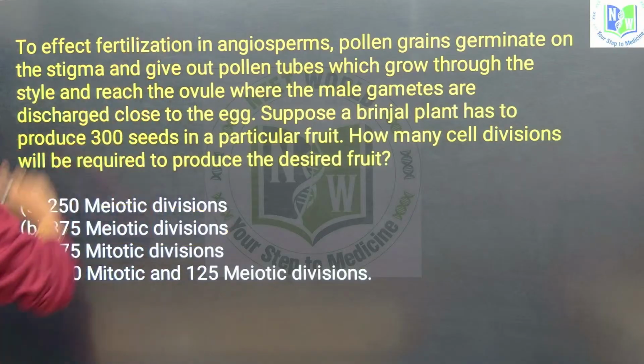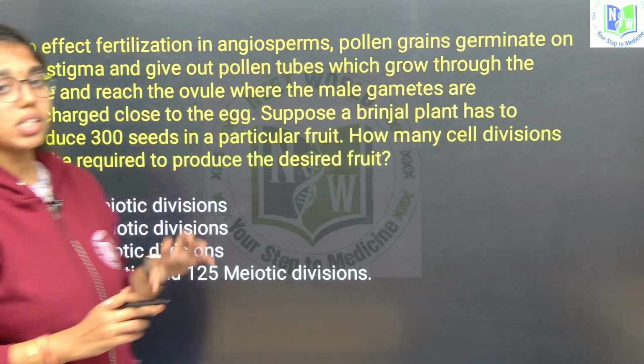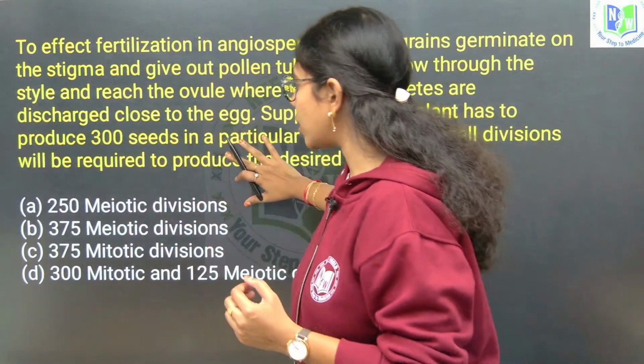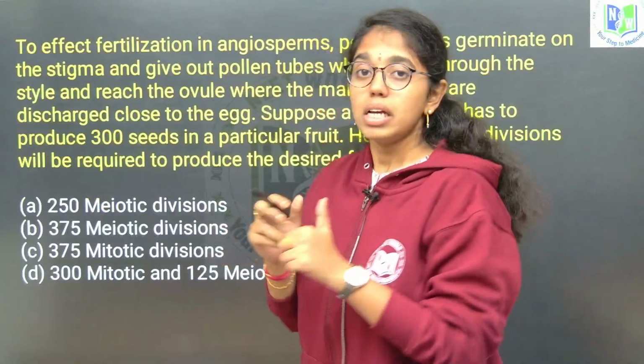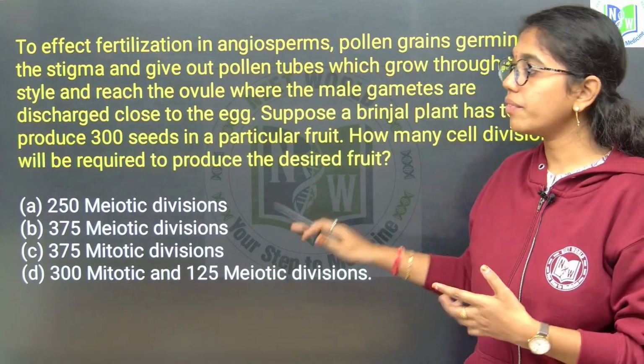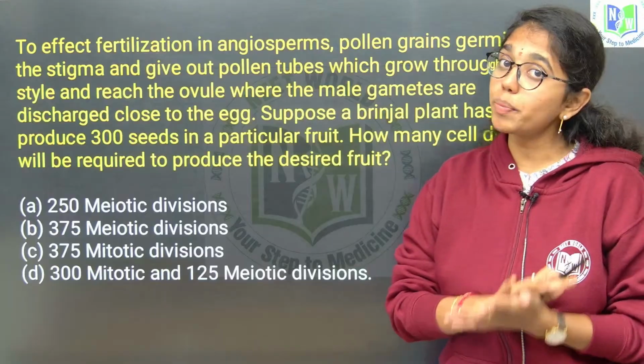Now, this type of question connects dots of 2 different chapters. This question is a result of how many chapters? Sexual reproduction of flowering plants and cell division. Both of them combined, then we have to do this question. As such, many questions are asked.